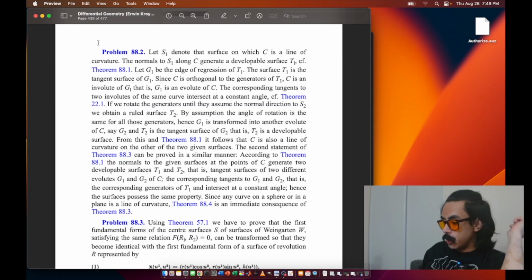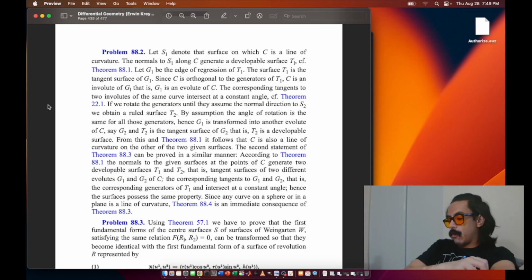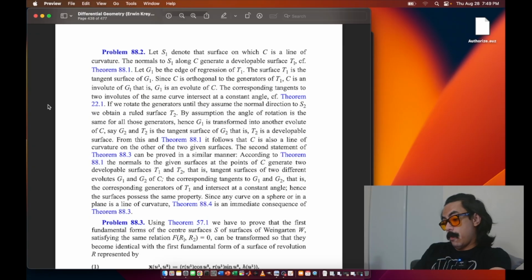Let S sub 1 denote that surface on which C is a line of curvature. The normals to S sub 1 along C generate a developable surface, T sub 1. Refer back to theorem 88.1. Let G sub 1 be the edge of regression of T1. The surface T1 is the tangent surface of G1. Since C is orthogonal to the generators of T1, C is an involute of G1, that is, G1 is an evolute of C. What I told you guys at the beginning about the whole Bertrand curves, involutes, evolutes stuff just coming back in surface form here.